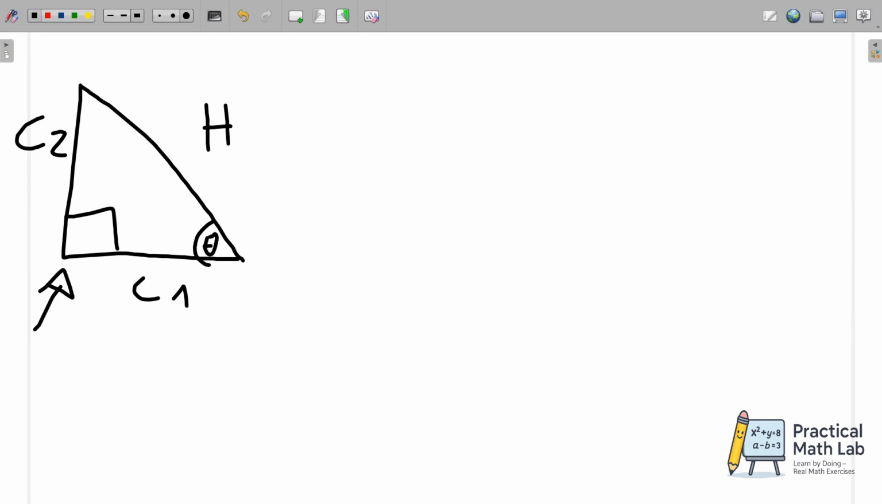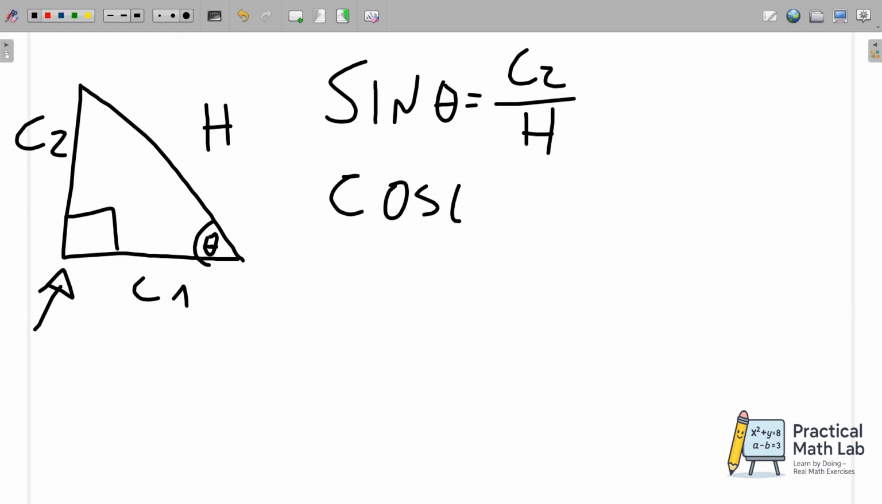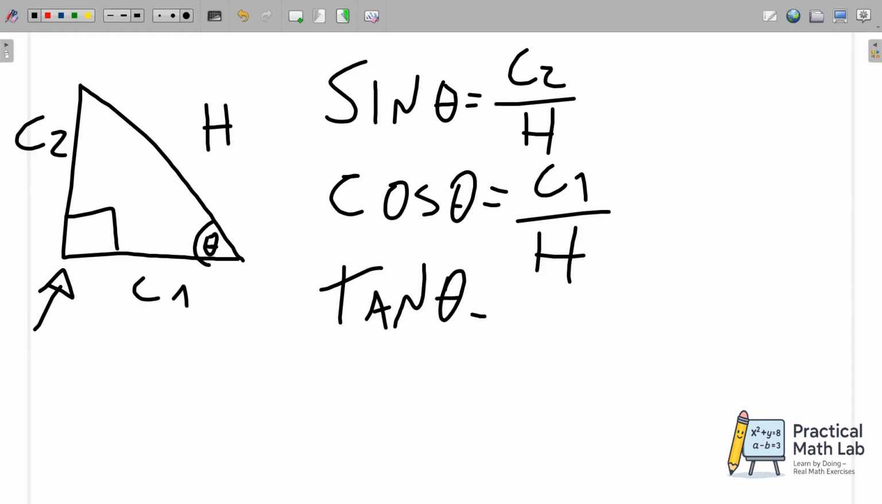The main trigonometric ratios are the sine of an angle, which is the opposite leg over the hypotenuse, the cosine of an angle, which is the adjacent leg over the hypotenuse, and the tangent of the angle, which is the opposite leg over the adjacent leg.